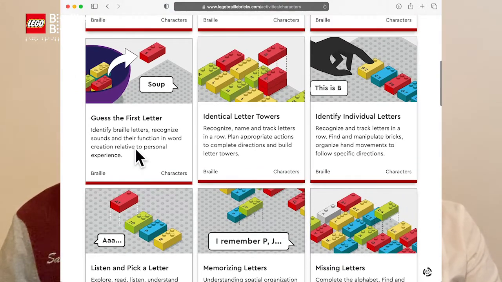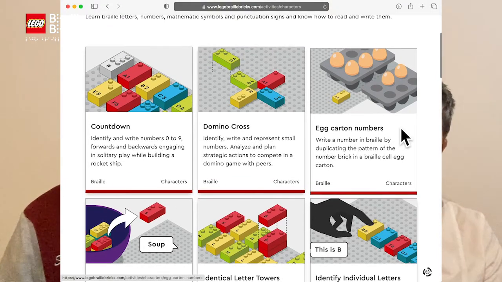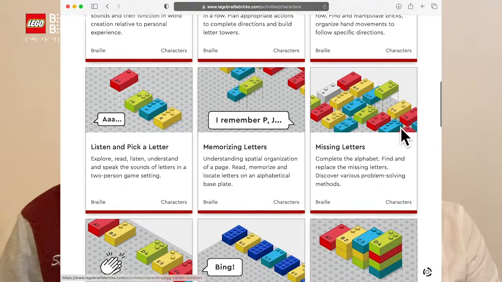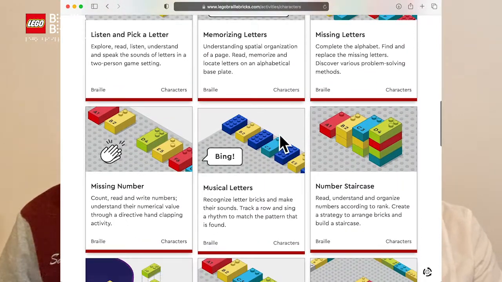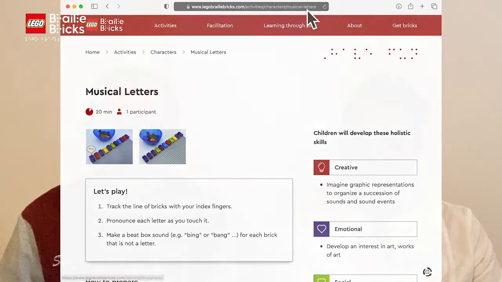You find 15 activities. We are not going to speak about all of them, of course, but some are about letters, like guess the first letters, some about numbers, like domino cross, and some use additional tools like egg box numbers. We are going to start today with musical letters. It's another way to do music and to use the bricks. And Marie will present this activity to you.